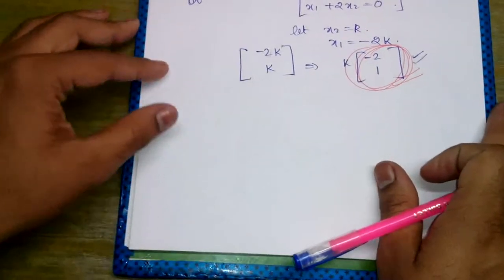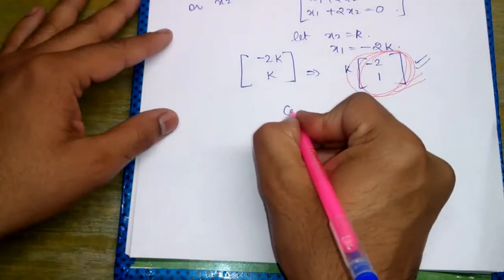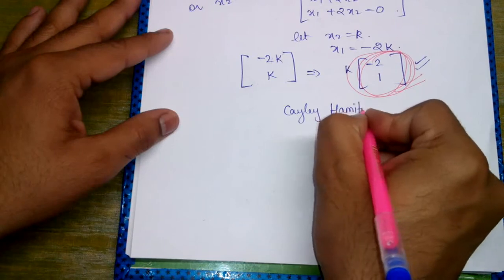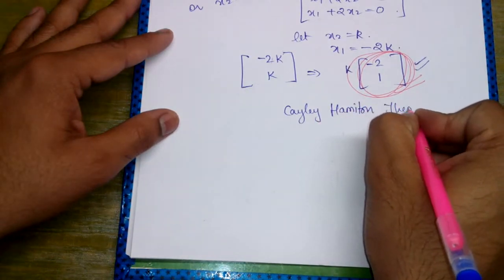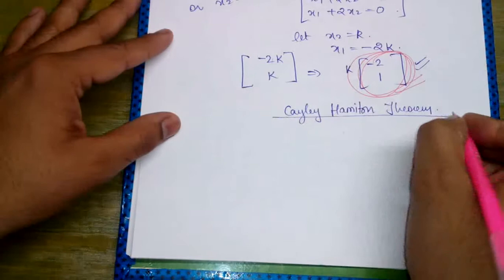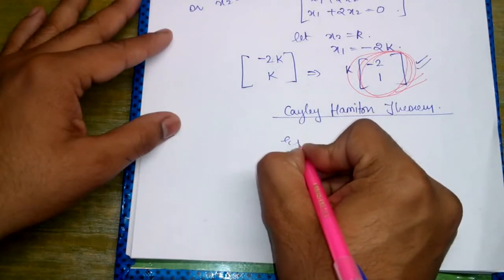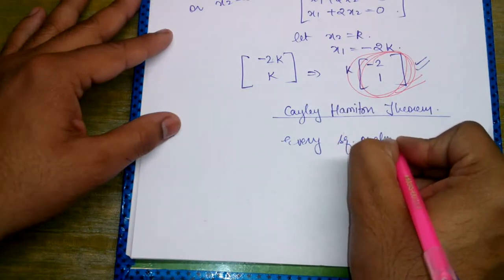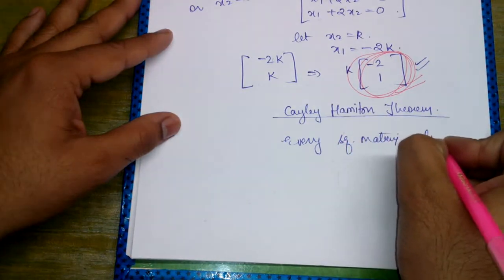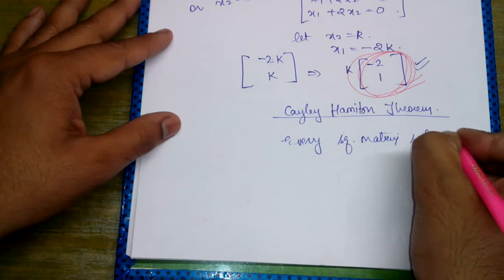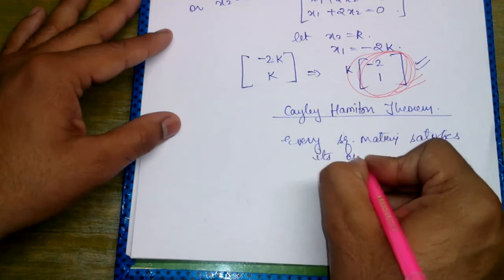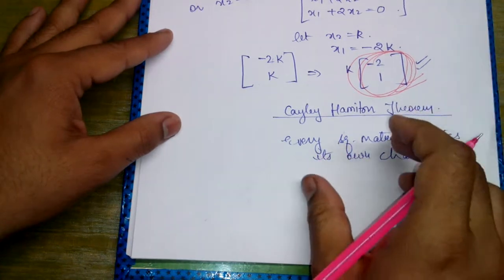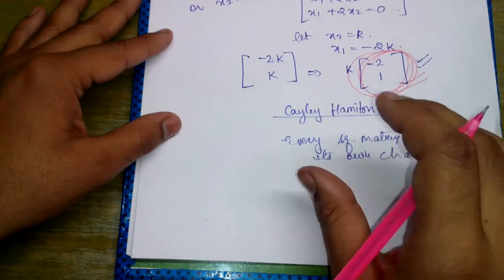Okay, so now we will discuss the last portion of this chapter, and that is the Cayley-Hamilton theorem. Okay, now according to the Cayley-Hamilton theorem, every square matrix satisfies its own characteristic equation, मतलब हर स्क्वायर मैट्रिक्स अपनी कैरेक्टरिस्टिक इक्वेशन को सेटिस्फाई करता है.